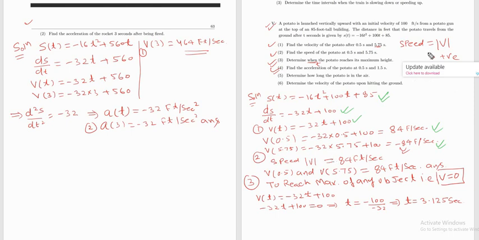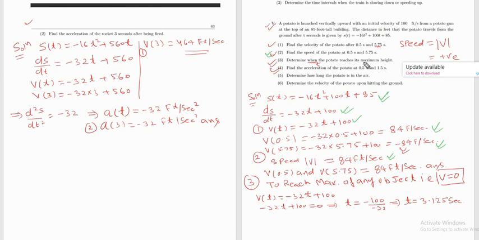Speed of the potato, this one. Speed is nothing but velocity in positive terms. So velocity can be negative or positive, so what you have to do is put it in the positive term. So speed is 84 feet per second, because this is negative. So at 0.5 and 7 seconds, speed is 84 feet per second. This is your question number 2 answer.